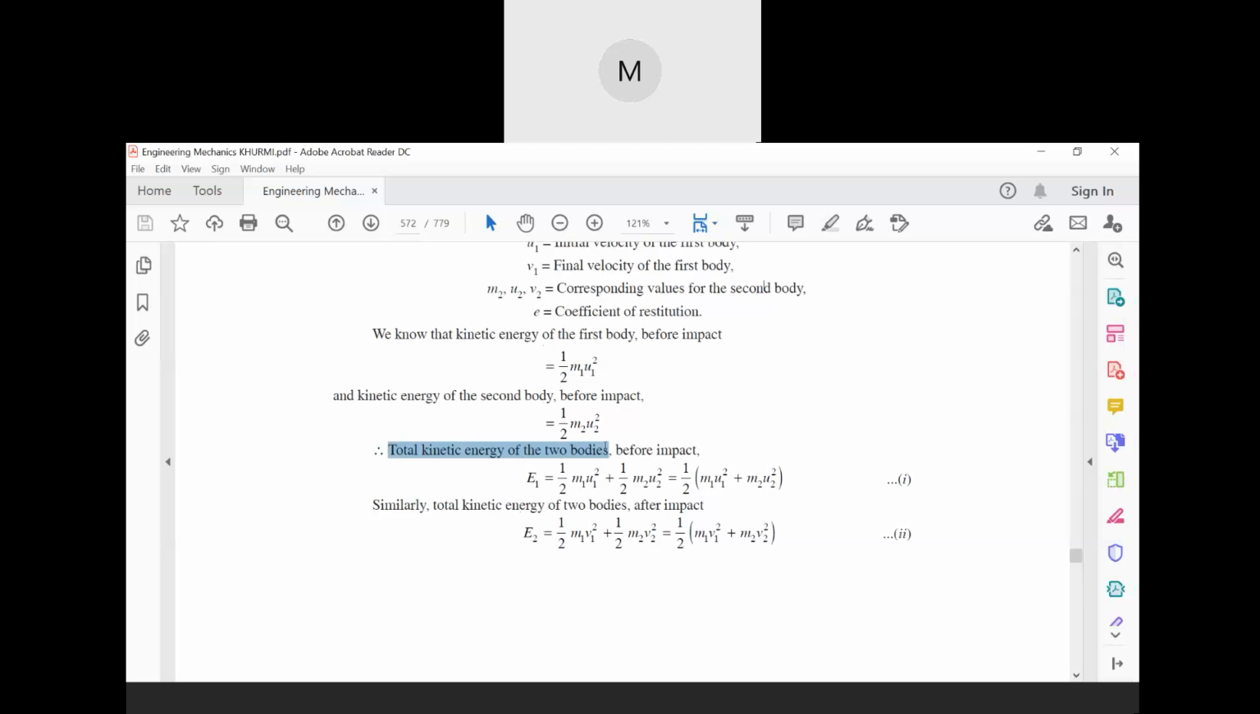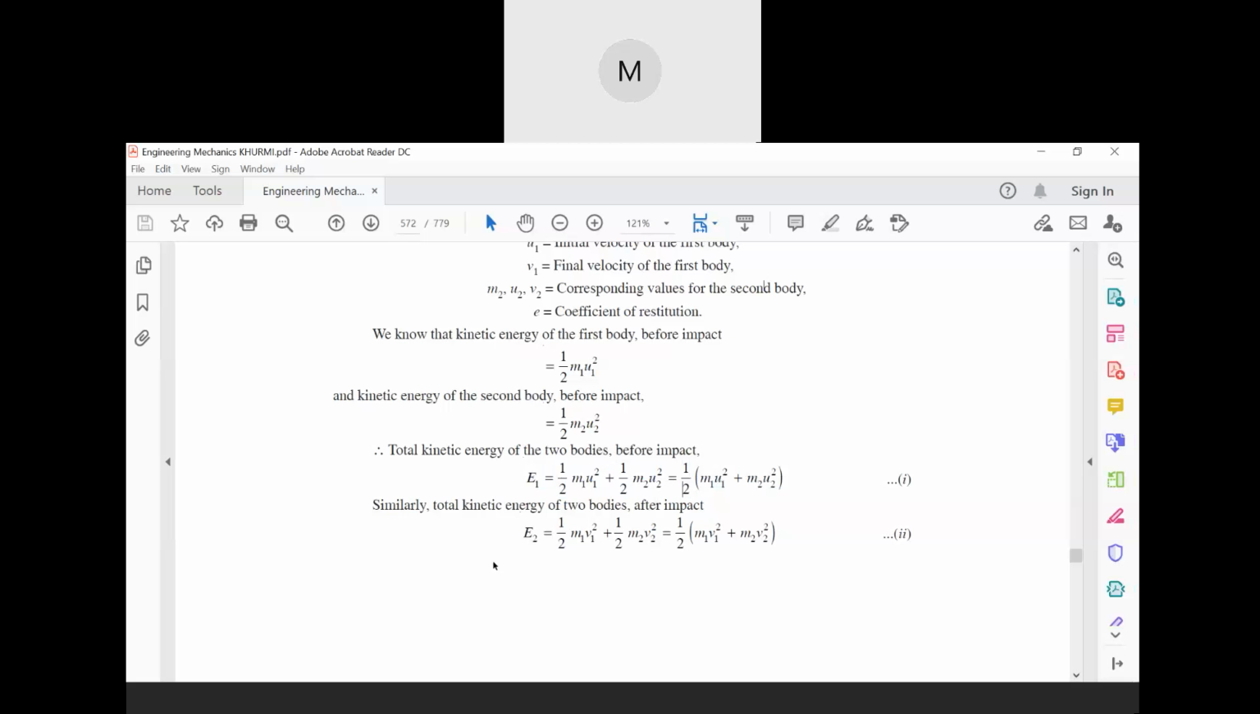the total kinetic energy of the two bodies before impact will be given by E1. Look, there will be one thing before impact, and one thing after impact. Before impact, we have to add those things with the initial velocities. That means half into m1 into u1 square plus half into m2 into u2 square. So in this way you have to add. Now you can write it in this manner.